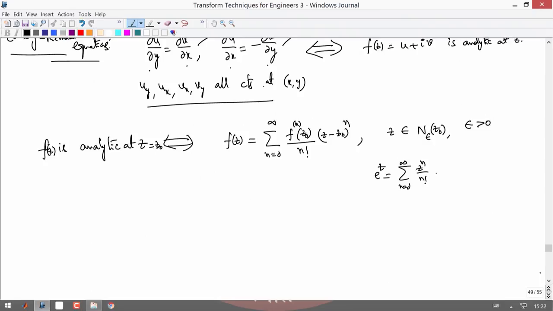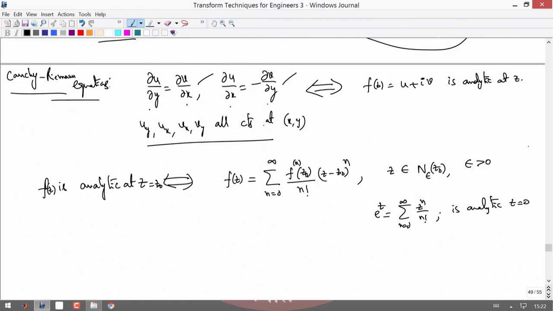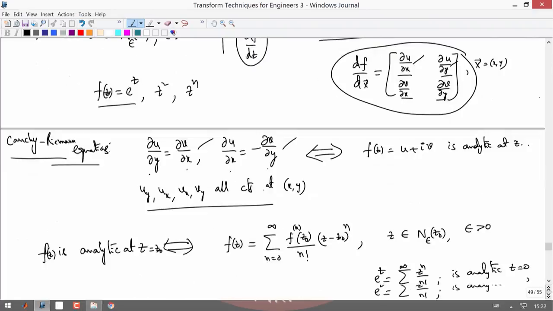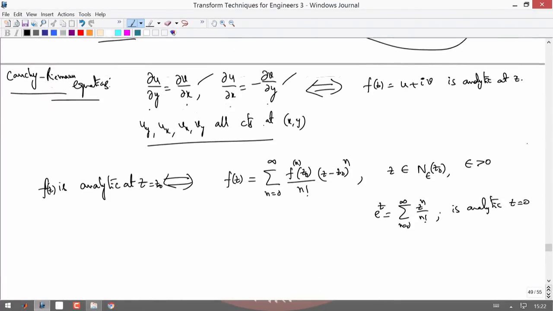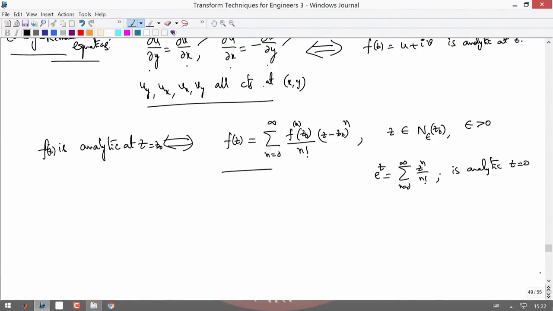So, this exponential function, in the neighborhood of 0, you have a Taylor series around 0, the Maclaurin series. That means this is analytic at z equal to 0, and so in the neighborhood of 0 it is also analytic. That is how you see the three characterizations of analytic functions. The first one is the definition, the second one is the Cauchy-Riemann equations, and the third one is this Taylor series.